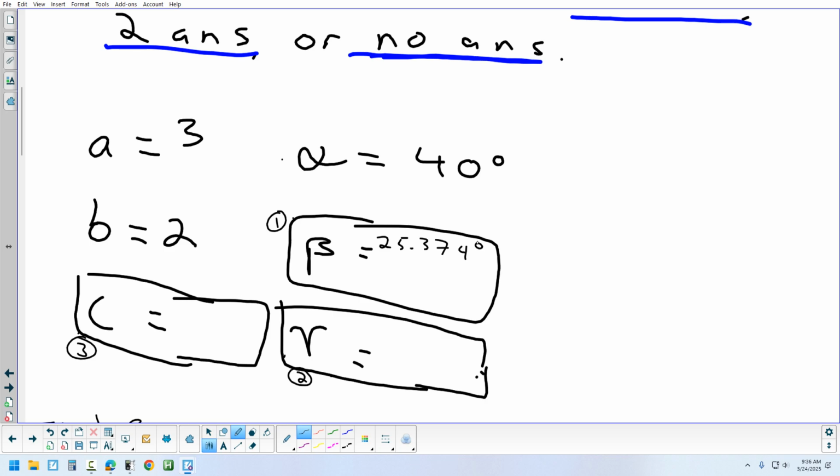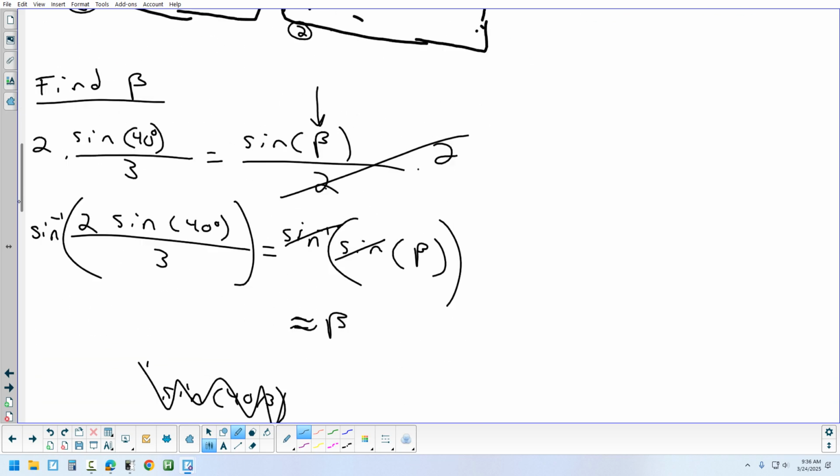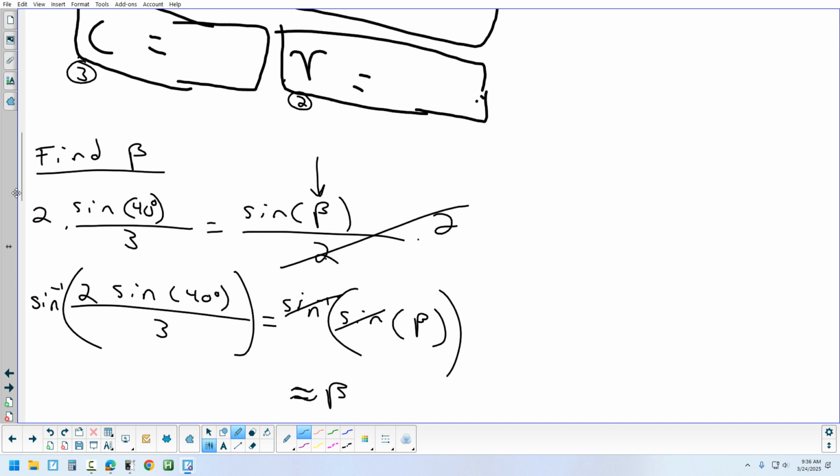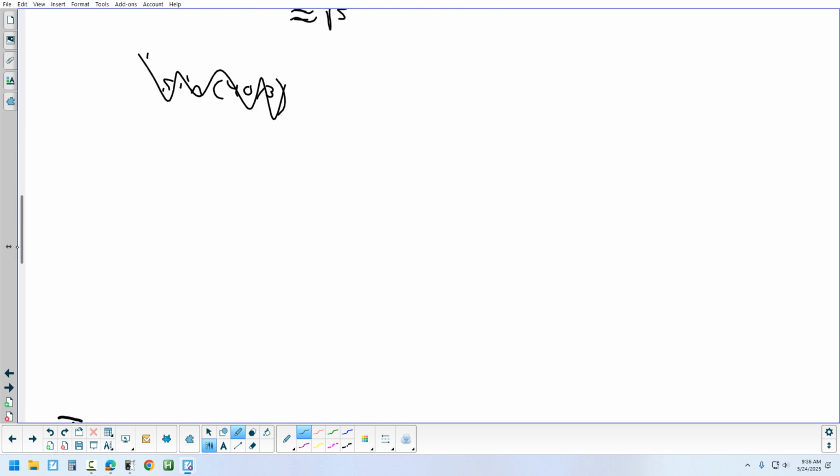First, any question on how we got 25.374? I just put the answer up in the table. All right, so now, once you have that, you use that to get your second answer.